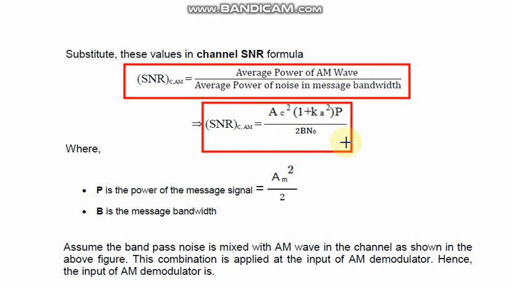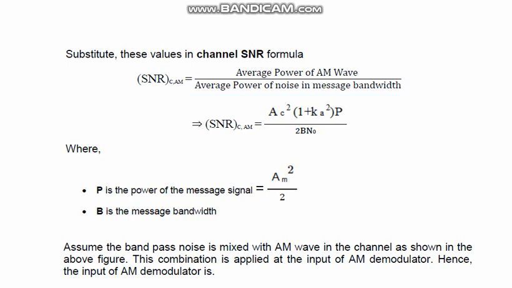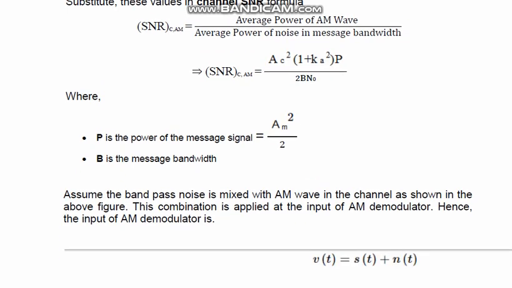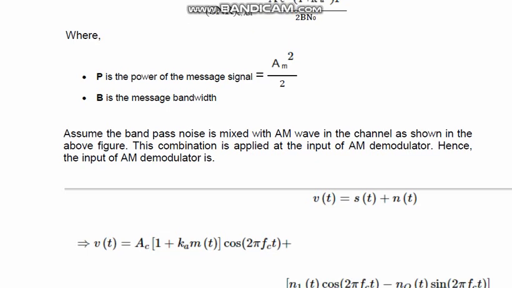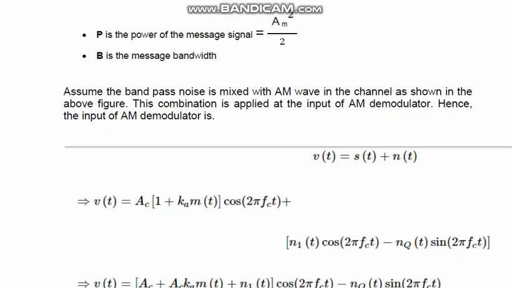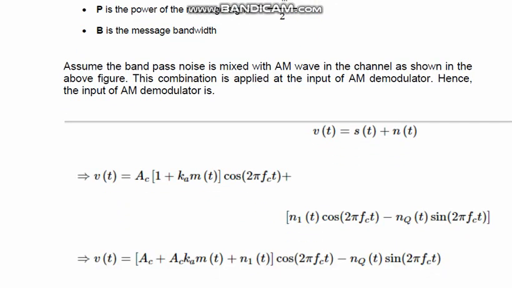Okay, and as I have told you, P is equal to the mean square of the message signal m(t), and since the message signal has amplitude Am, P can be numerically written as Am square by 2. So this is the first part, where we did the calculation of signal to noise ratio at the input stage of the receiver. Now we have to calculate the same thing for the output stage of the receiver.